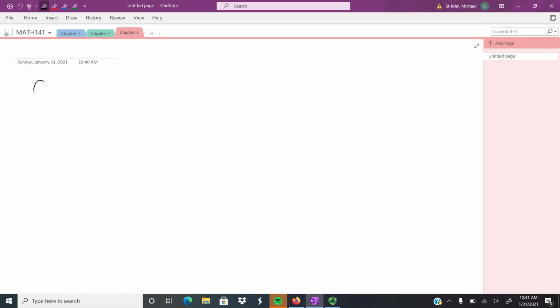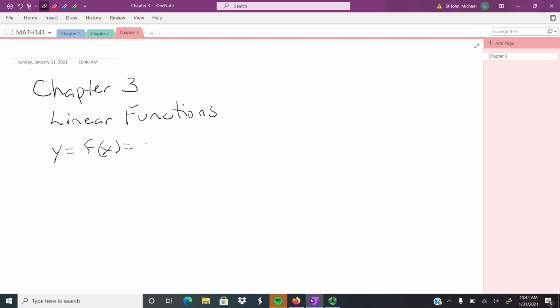So, on to chapter 3. Chapter 3 deals with linear functions, something that's in this form: y equals f of x equals mx plus b. For example, if I had this, again, f of x is basically the same thing as saying y.